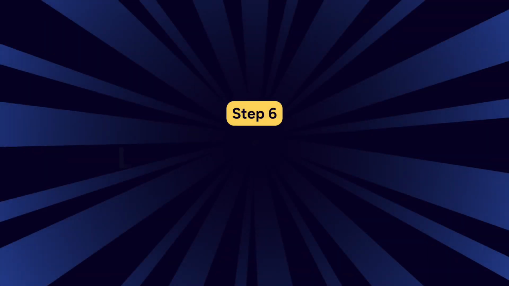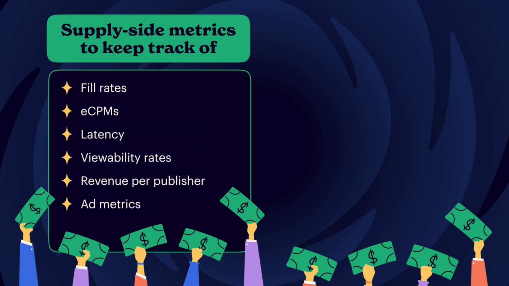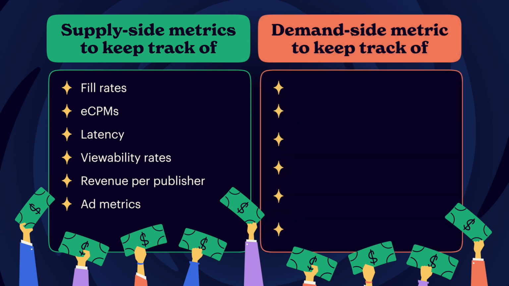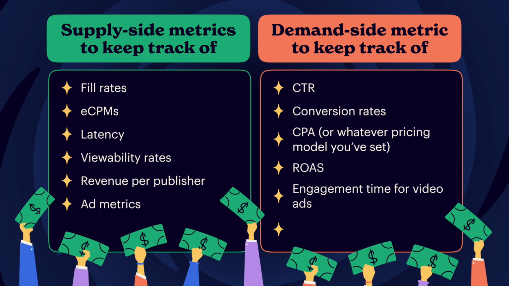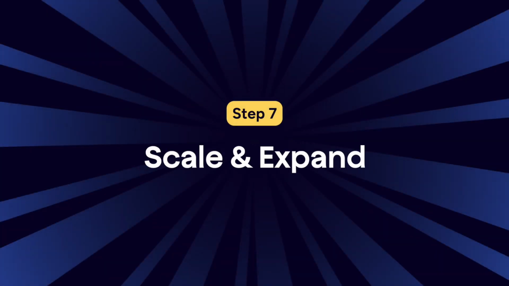So step 6, launch and optimize. Boom! You're going live now. And you should track some key metrics. For publishers, these include fill rates, eCPMs, latency, revenue metrics, and viewability rates, of course. For advertisers, these are standard CTR, conversion rates, engagement, and overall placement performance. These sound kind of obvious, but to make your ad network print money in the long run, analytics is the key.